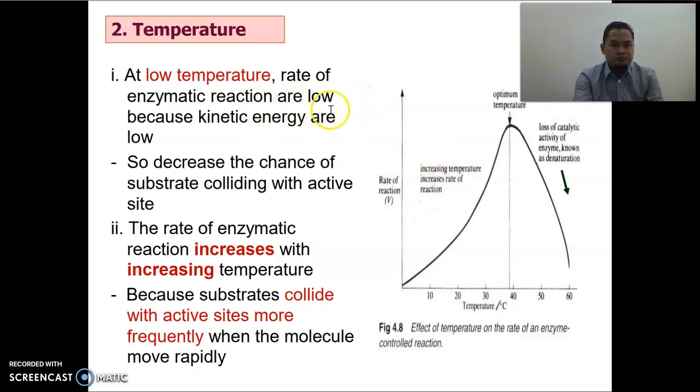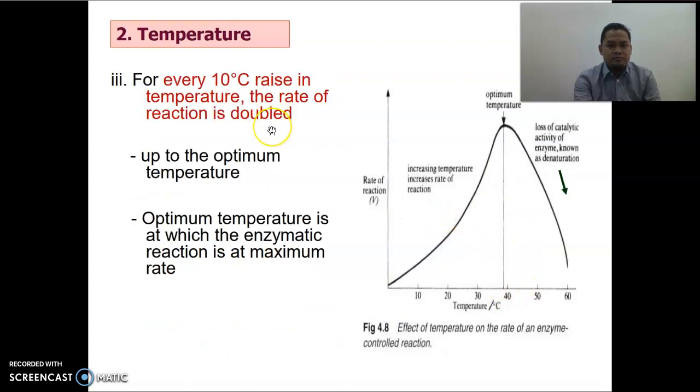Highlight low. Because of what? Decrease of the chance of substrate colliding with the active site. So the rate of enzymatic reaction ni akan increase as the temperature increases until they reach the optimum temperature. Pada keadaan di mana optimum temperature ini, the enzymatic reaction occurs at the maximum rate.